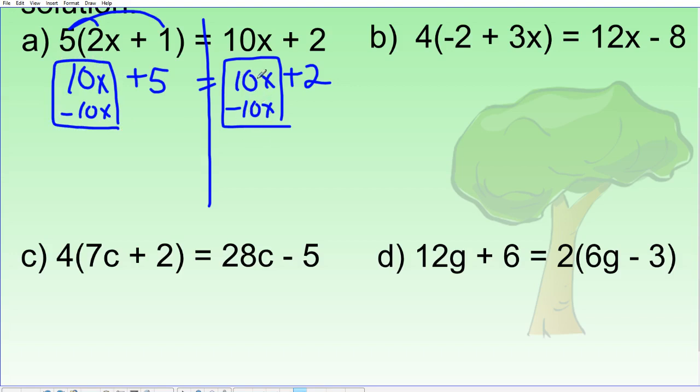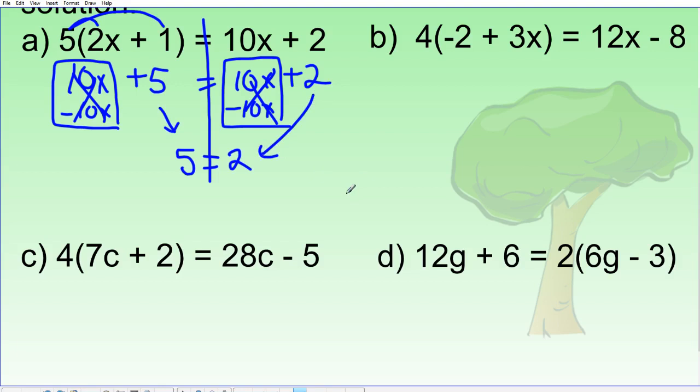10 minus 10 is 0 here. 10 minus 10 is 0 here. These both cancel. I don't have any more variable left, right? So what's left over is 5 equals 2. 5 from here, 2 from there. So I got 5 equals 2.